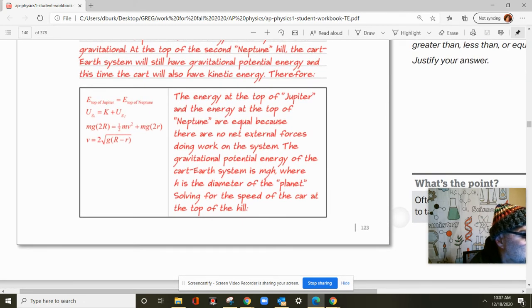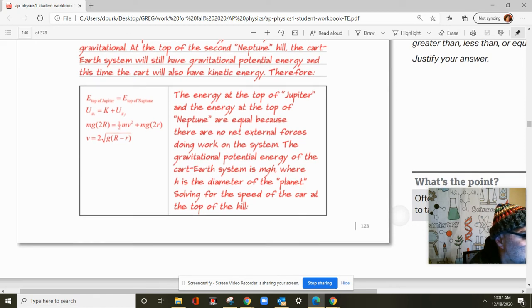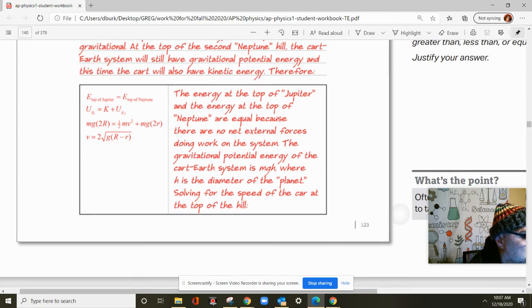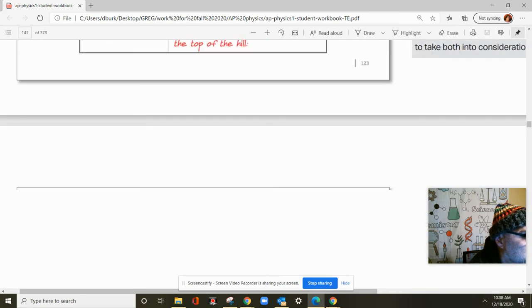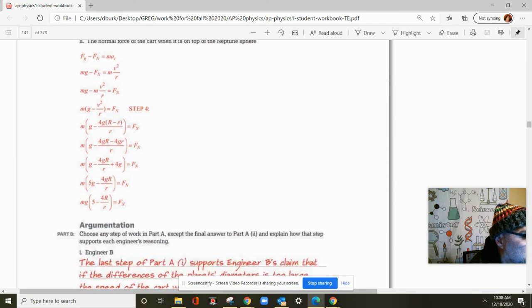So the potential energy on Jupiter is equal to the kinetic energy on Neptune plus the potential energy on Neptune. And if you solve that for v, and do a bunch of algebra, you will get the expression 2 root g times the difference between the radiuses of the two planets. So then they squared that, and they put it in here. And when you square that, you get 4g, the difference between the two radiuses. And then they distributed and multiplied 4g by R and 4g by little r.